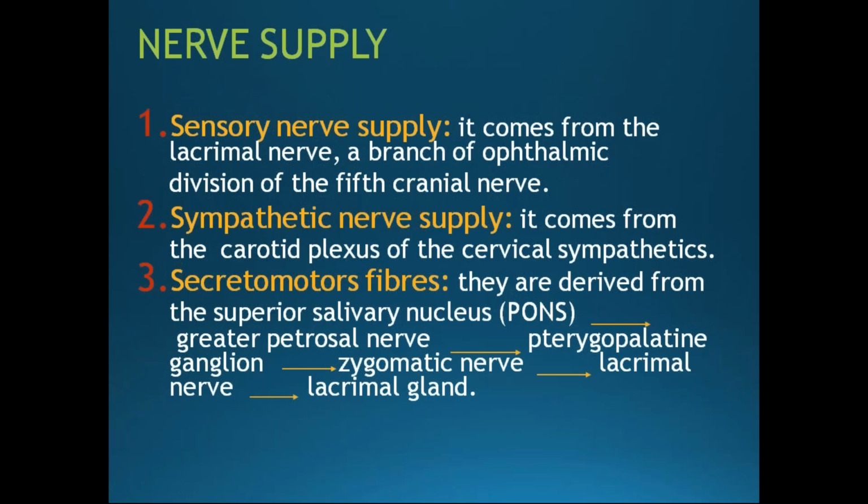Sensory nerve supply: lacrimal nerve, a branch of the ophthalmic division of the fifth nerve. Sympathetic nerve supply: carotid plexus of the cervical sympathetic fibers. Secretomotor fibers are derived from the superior salivatory nucleus, which is present in the pons.